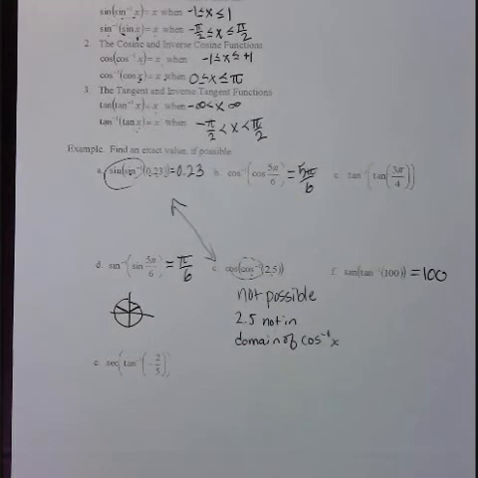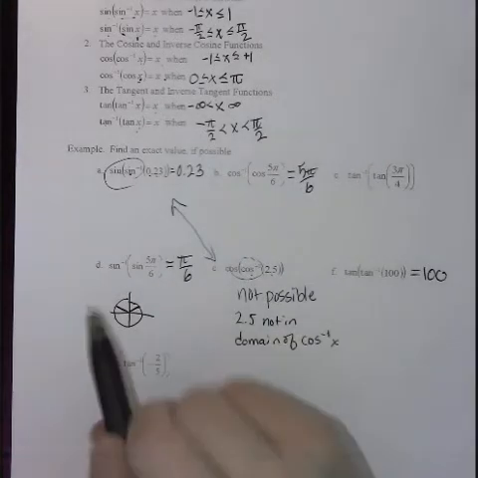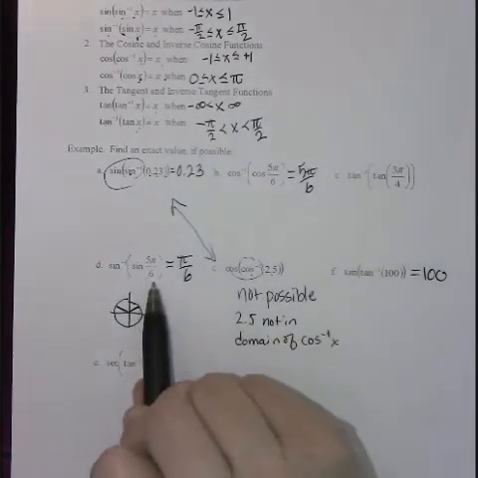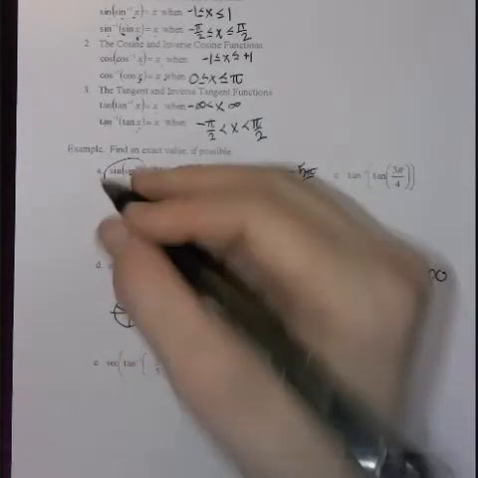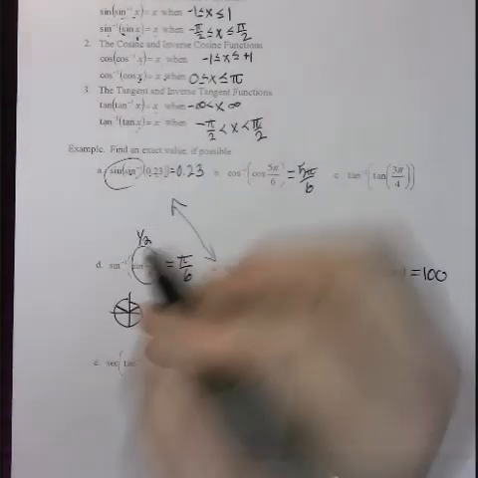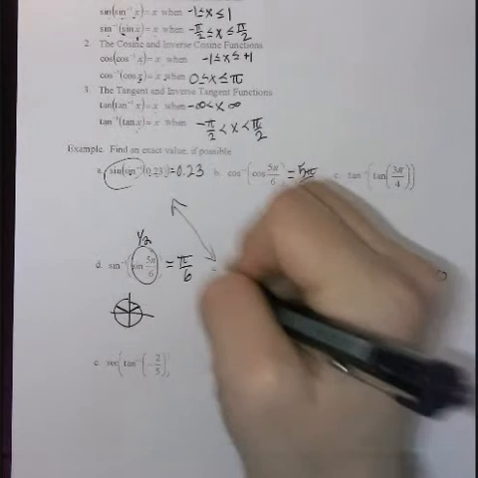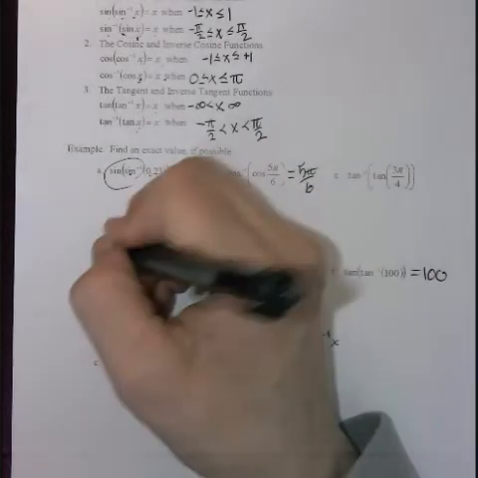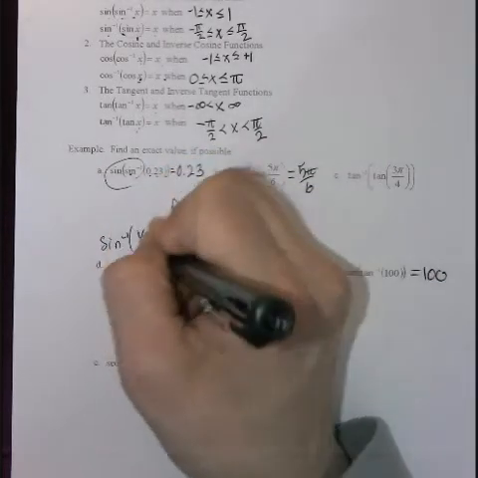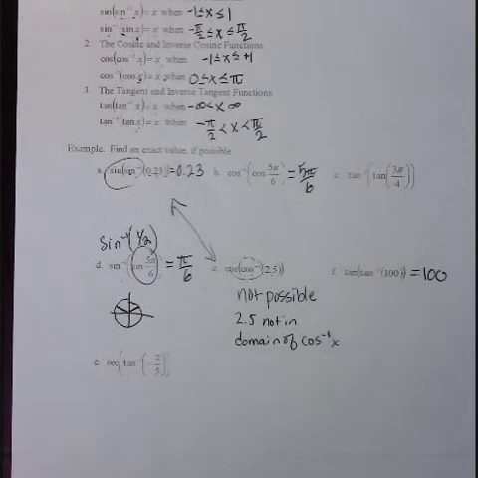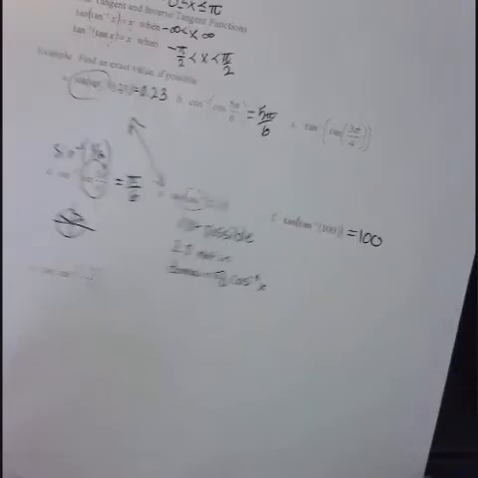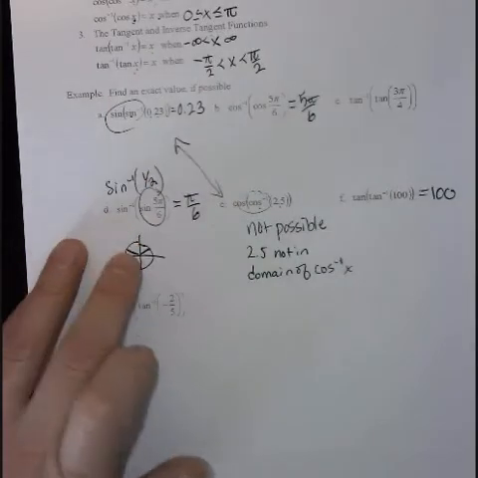Now you can actually evaluate. Sine of 5 pi over 6 is 1/2. Sine inverse of 1/2 is pi over 6. But even if you didn't know that this was 1/2, you should still be able to figure it out using reference angles, okay?